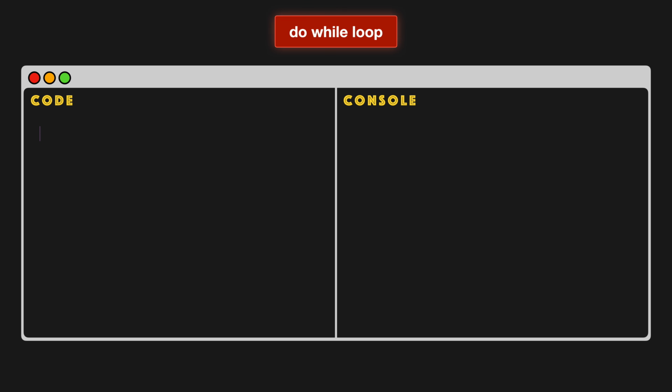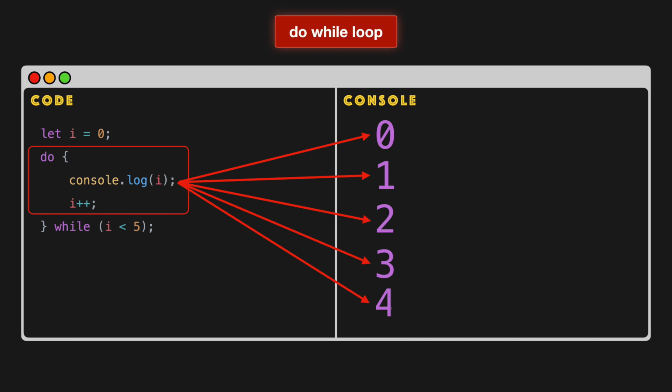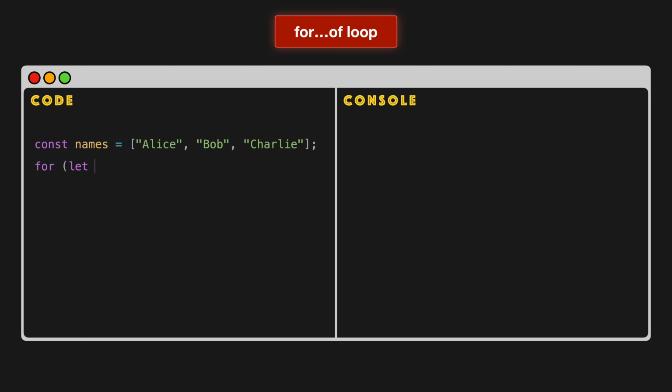Now, let's talk about the do-while loop. The do-while loop is similar to the while loop, but with one important difference. The code inside the loop is executed at least once, even if the condition is false from the start. Here's how it works. In this example, the loop will print i to the console and then increase i by 1. After that, it checks the condition i < 5. This loop will behave just like a while loop, printing 0, 1, 2, 3, and 4. But the key difference is that the loop always runs at least once, even if the condition is false from the beginning.